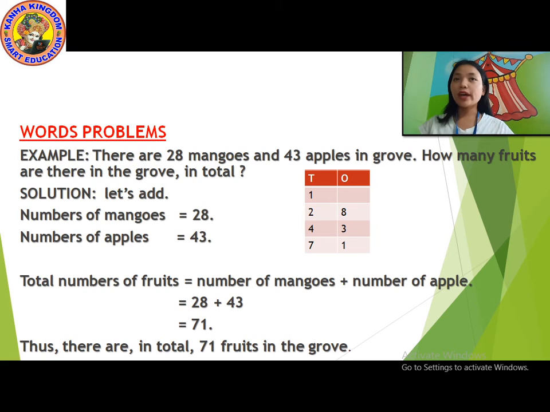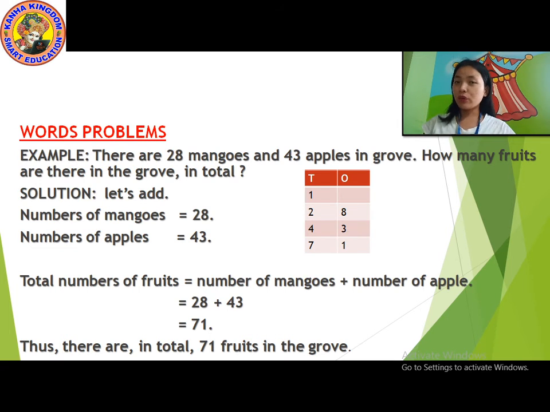So this is an example of word problems. First we have to understand what the question is telling us, or what the story is there. So we come to know there is a story of mangoes and apples in a group, right? They ask us to find out the total number of fruits in that group.